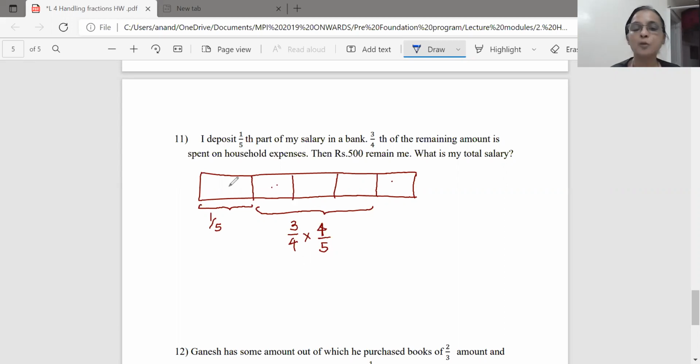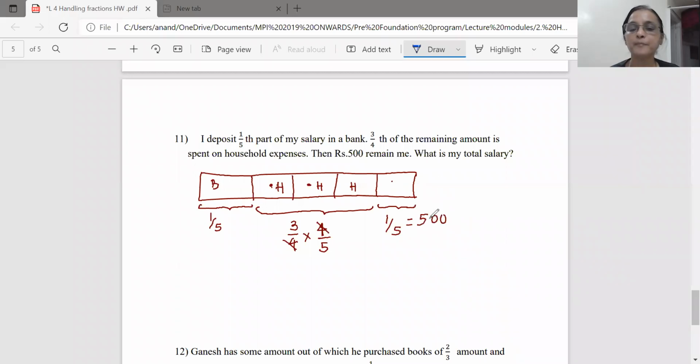So out of the whole salary, how much am I spending? 3/5, isn't it? Am I spending 3 compartments on household of the whole salary? But I'm spending 3/4 of the remaining. Understand both the terminologies. 1/5 of the whole is gone in the bank. 3/5 of the whole is spent on household. So how much remains now? 1/5 of the whole remains. 1 compartment of the whole remains, and that is equal to 500.